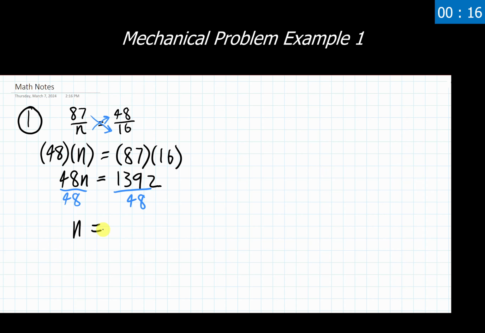1,392 divided by 48. That's going to give us 29. And just like that, fractions are gone. We have a problem that looks very similar to what we've done in the past, and we have our final answer.